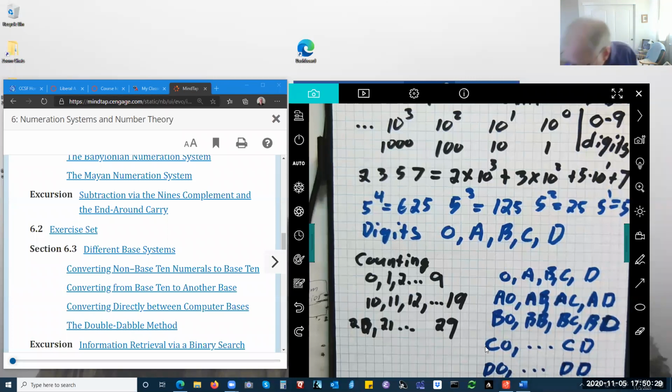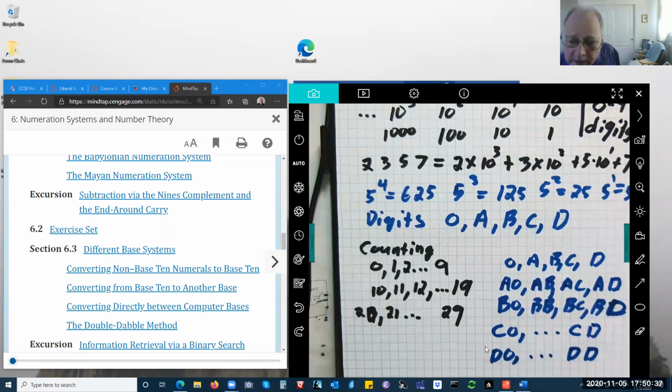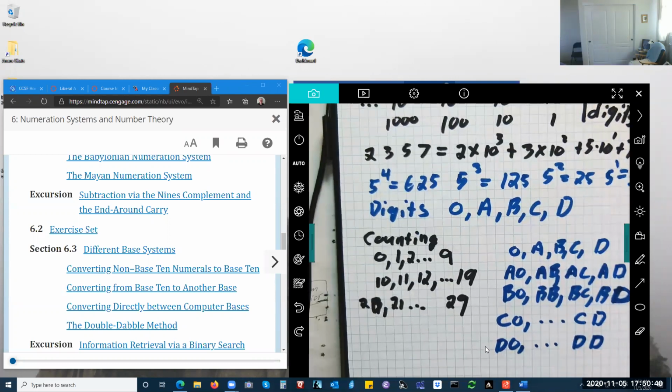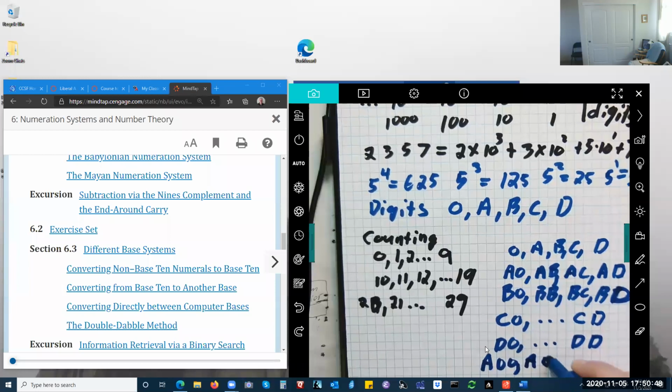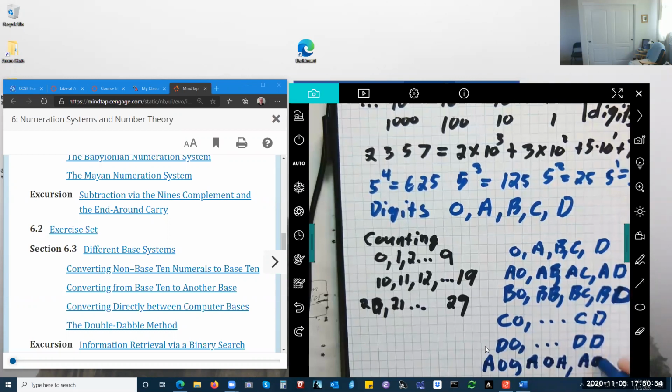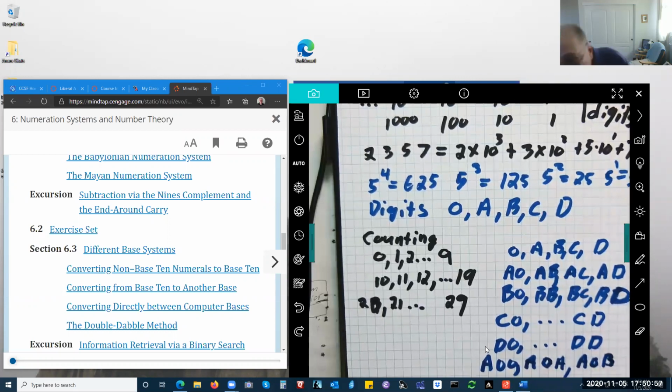And now you can't go any higher in your 5's place, so you add a new column. And so forth. You do all those A0s until you run out, and then you start with A1s. Well, AAs. Okay.